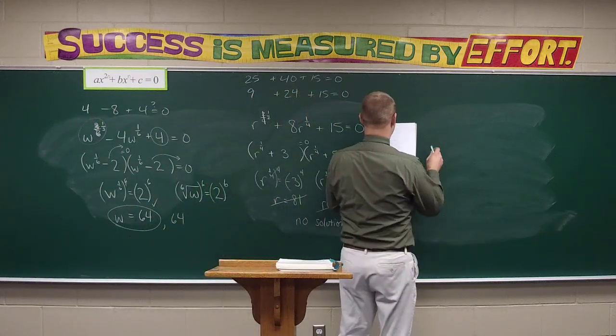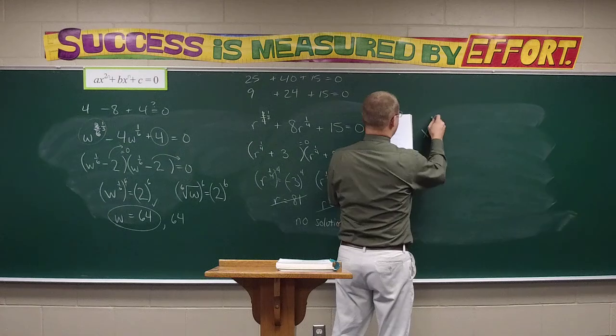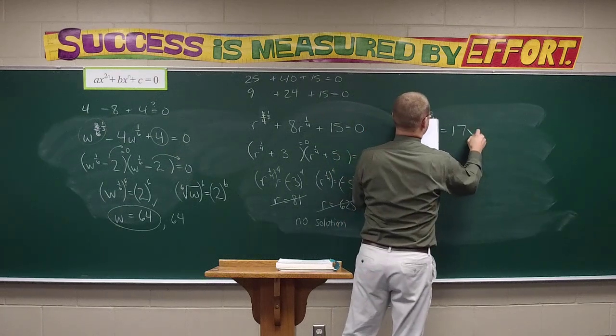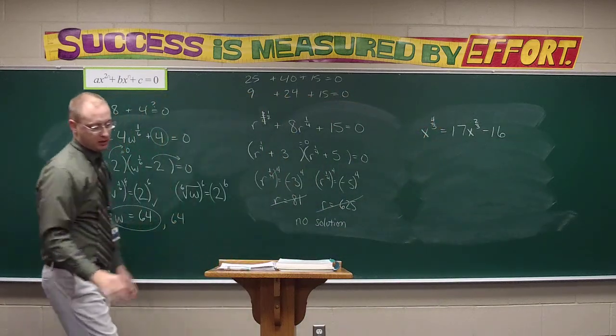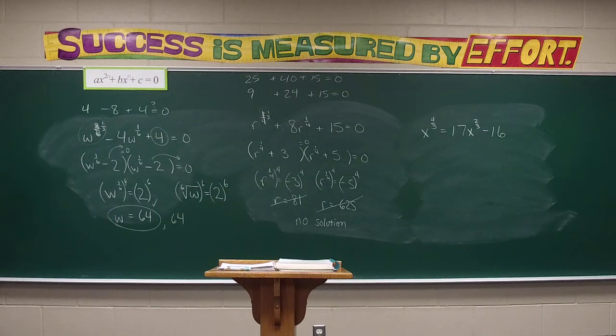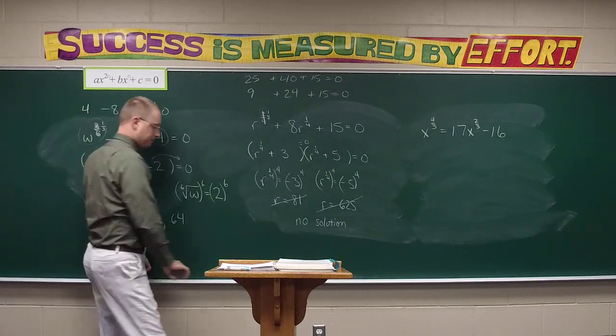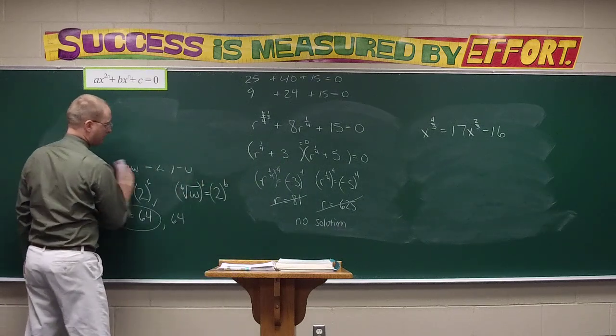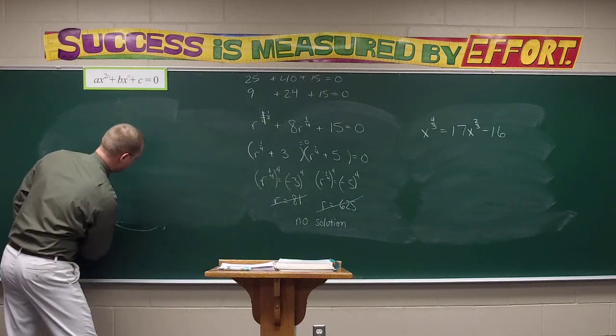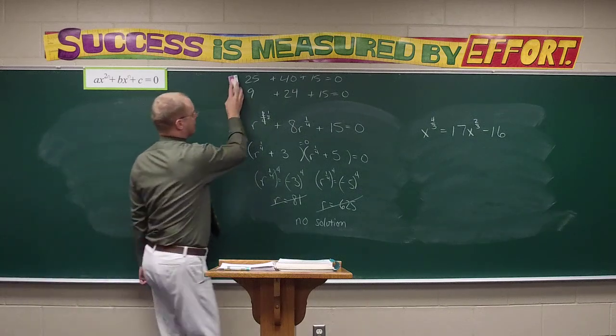Let me give you another one. At your seats, you work this one here. X to the 4/3 equals 17, X to the 2/3 minus 16. Remember, if you raise to the reciprocal power, that's going to be key. And your calculator can handle fractional exponents. But I'll show you how to think it through without the calculator if you're interested. Well, even if you're not interested, I'll show you.